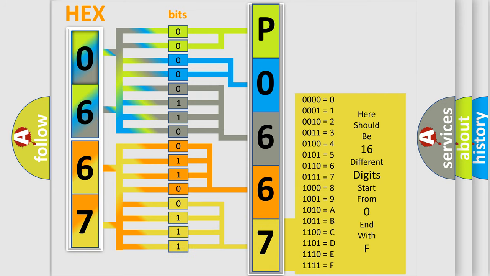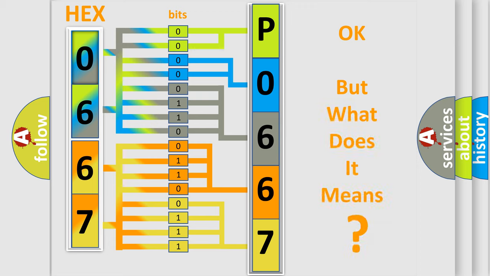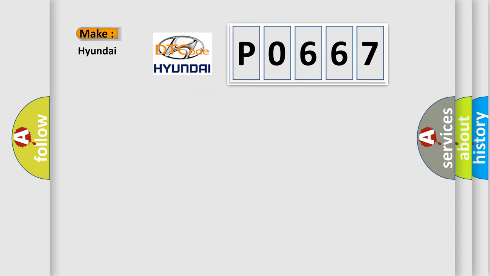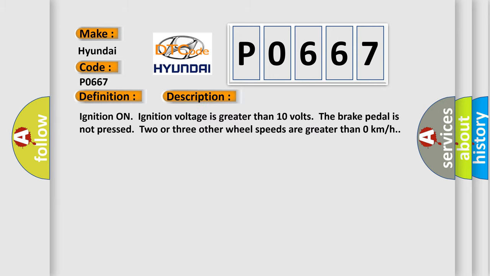We now know in what way the diagnostic tool translates the received information into a more comprehensible format. The number itself does not make sense to us if we cannot assign information about what it actually expresses. So, what does the diagnostic trouble code P0667 interpret specifically for Hyundai car manufacturers? The basic definition is: left front wheel speed sensor circuit resistance below threshold. And now this is a short description of this DTC code. Ignition on, ignition voltage is greater than 10 volts. The brake pedal is not pressed. 2 or 3 other wheel speeds are greater than 0 km per hour.